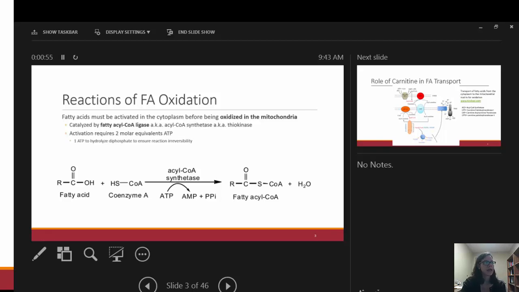Okay? So this reaction, where we're activating the fatty acid in the cytoplasm, requires 2 ATPs. You can see 1 ATP is used here in the acyl-CoA synthetase reaction. And then we also have 1 ATP that's used to hydrolyze this diphosphate in order to ensure irreversibility of the reaction. So we can see that this is just a one-way reaction here. And this is the combination of our fatty acid plus our CoA to produce fatty acyl-CoA.